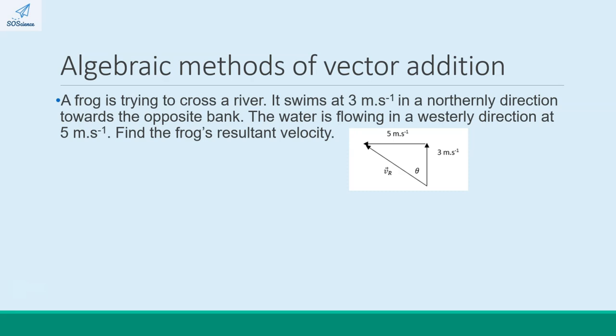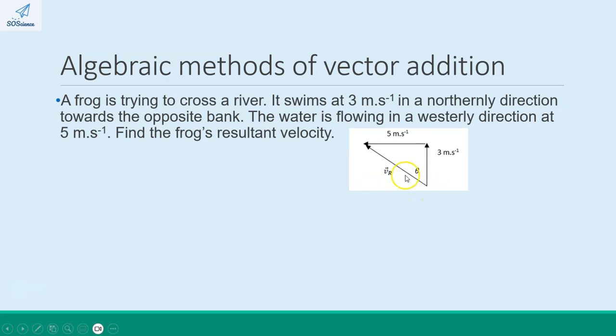Now, we did this earlier in the graphical methods, and it's very interesting to compare the slight difference in the answers. The graphical method is never going to be as accurate as this mathematical or algebraic method. In this case, we're not drawing a vector diagram to scale. We just need to draw a sketch indicating the north and the west using the head to tail method so that we can get the correct direction of the resultant vector.